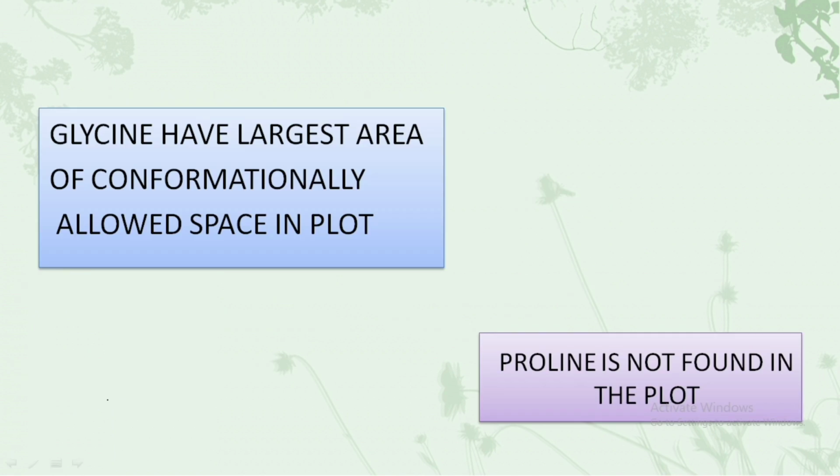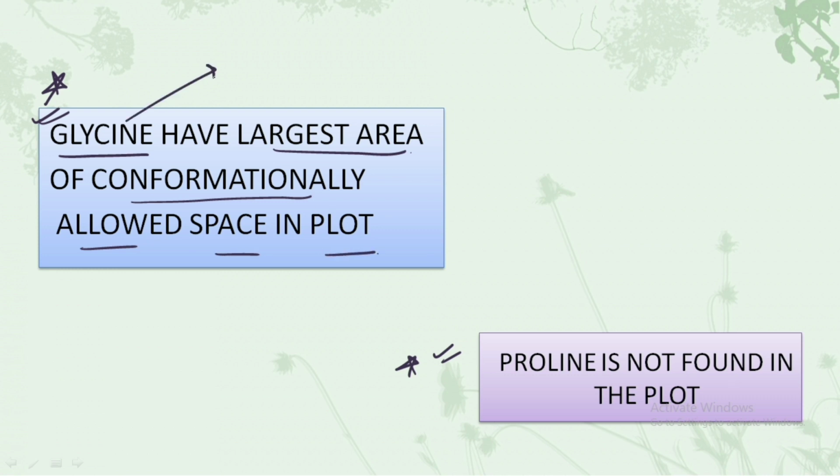Talking about one more important thing, you have to remember two important points in the case of the Ramachandran plot. That is, the glycine amino acid has the largest area of conformationally allowed space in the plot. That is, we would be finding glycine in the maximum amount in the Ramachandran plot, and proline is not found in the plot. Why is proline not found?